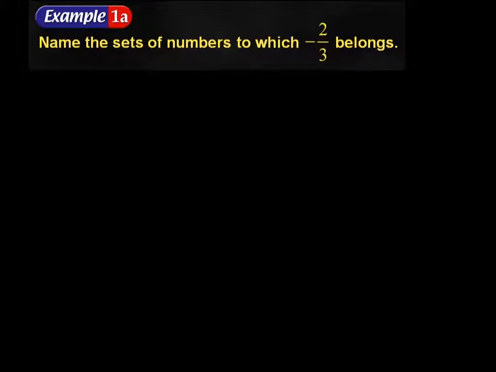Name the sets of numbers to which -2/3 belongs. Well, -2/3 is a ratio, so it's a rational number, and all rational numbers are real. Integers can't have fractions or decimals, so if it can't be an integer, it can't be anything else further in the Venn diagram either.